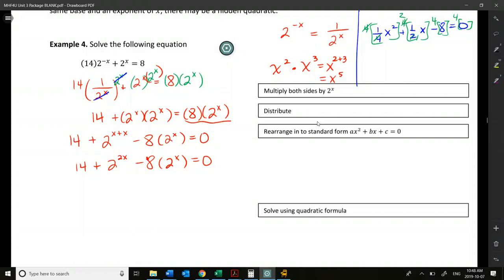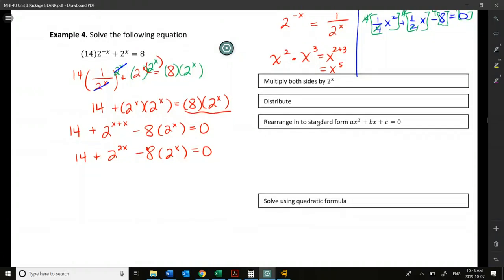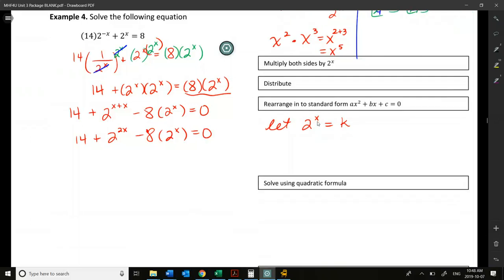Okay, we're going to do a little let statement here. I'm going to let 2 to the x equal some variable. Doesn't matter what that is. Oftentimes we use k. Obviously don't use x because we already have an x in there. But yeah, k is good. y is fine too if you want to use y. Anything other than x.